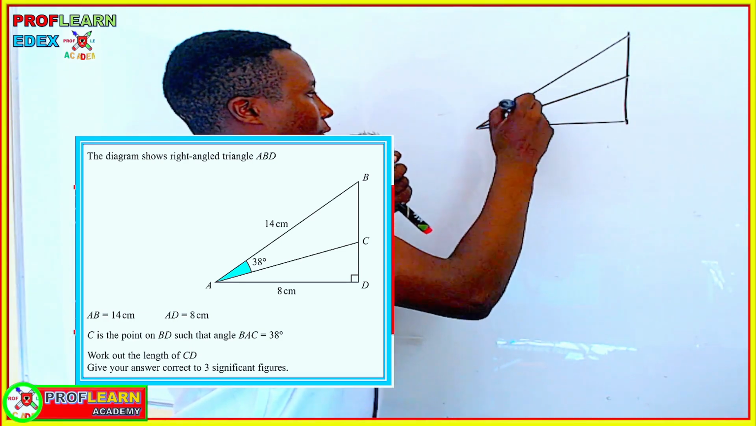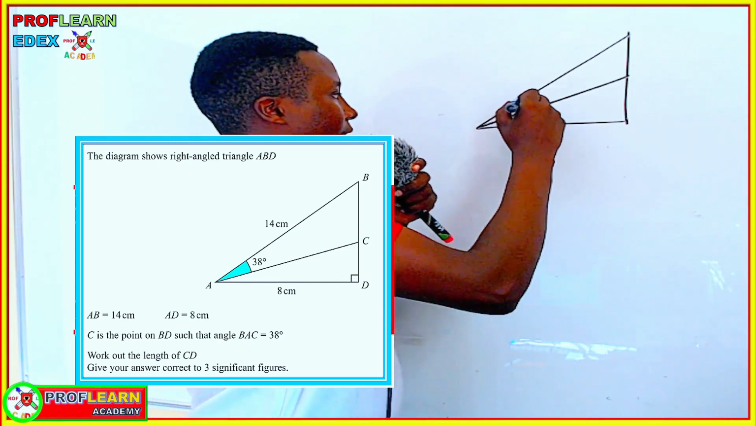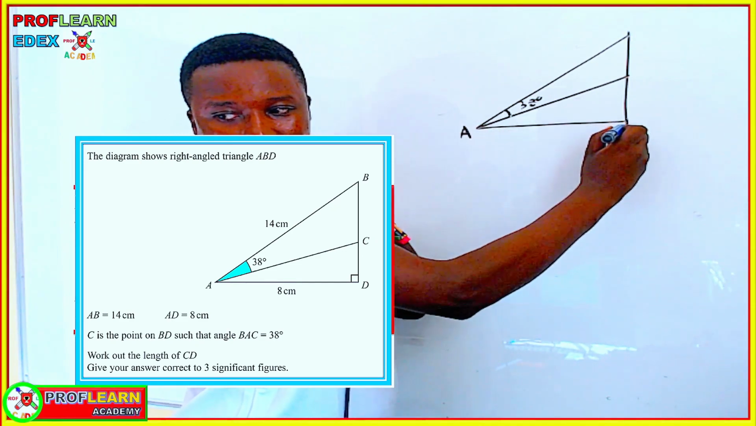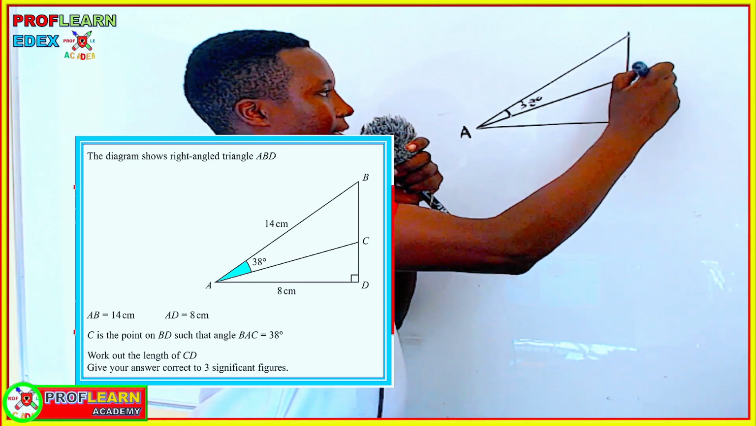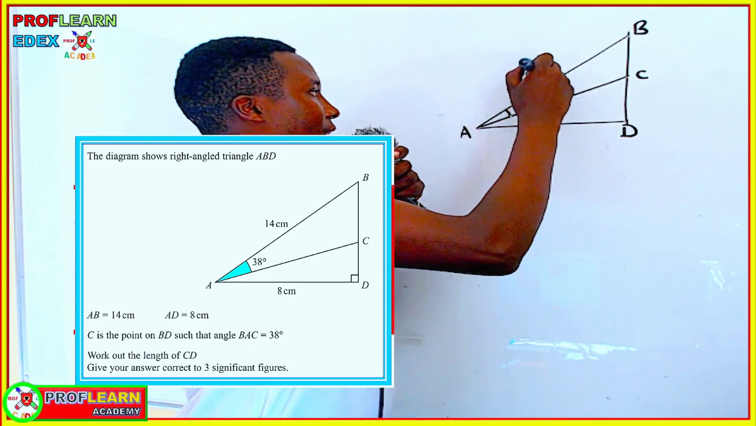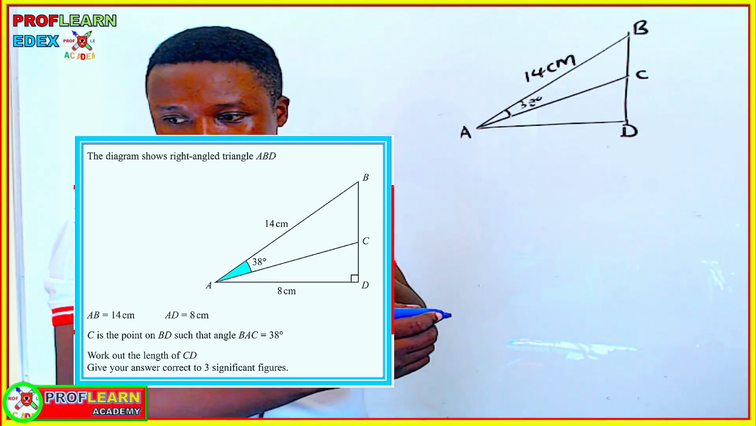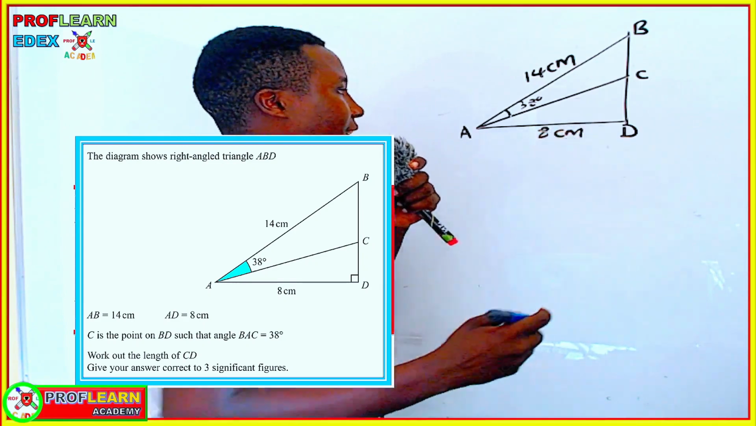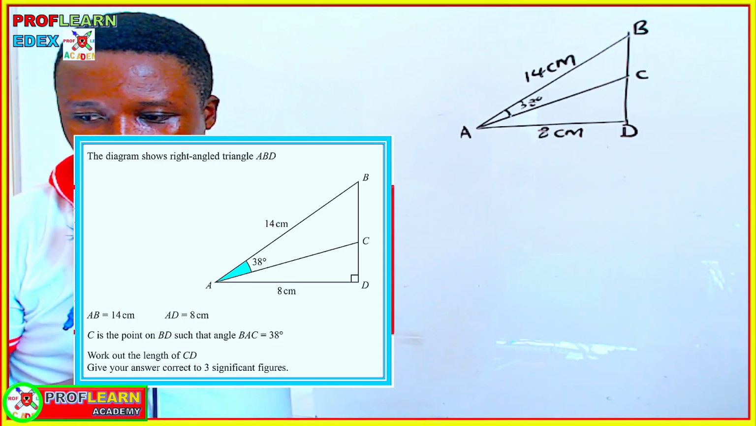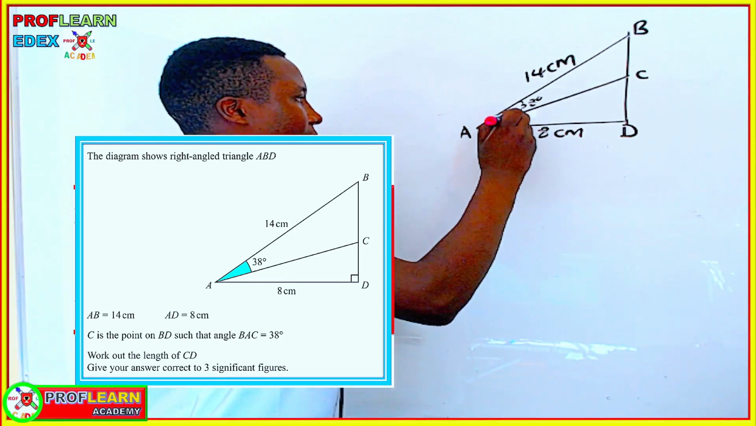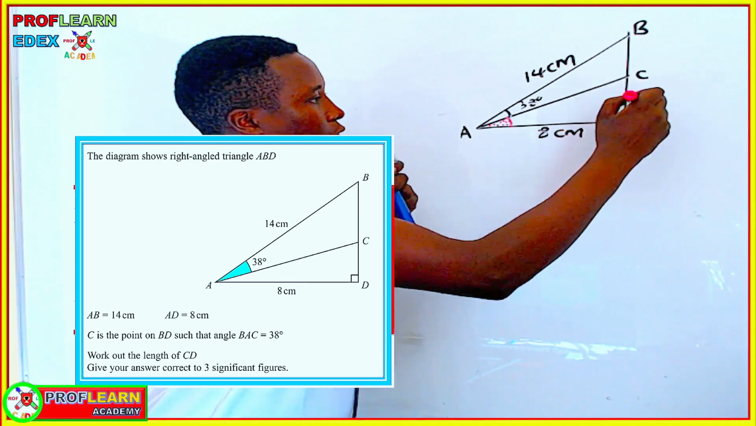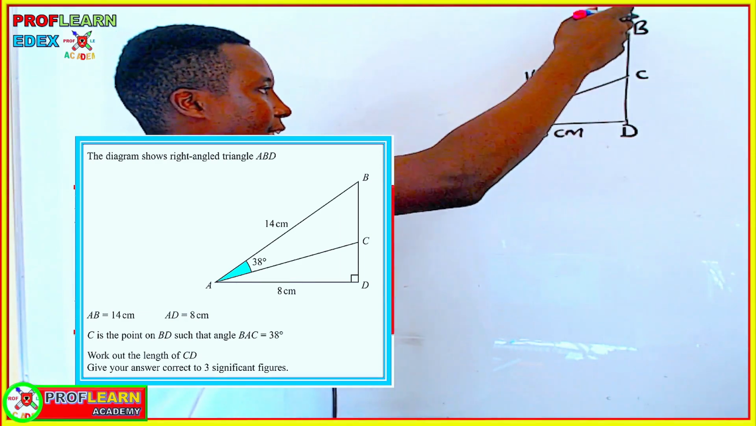So here we are told this is actually 38 degrees, and this is labeled as A, this is labeled as D, this is labeled as C, and then we have B at this point. I can also identify that we have 14 centimeters at this point, and also 8 centimeters at this point. So we are supposed to work out the length of CD. Now, for us to work out the length of CD, I'll be interested to know which angle this is, so that I can use that to find the length of CD.